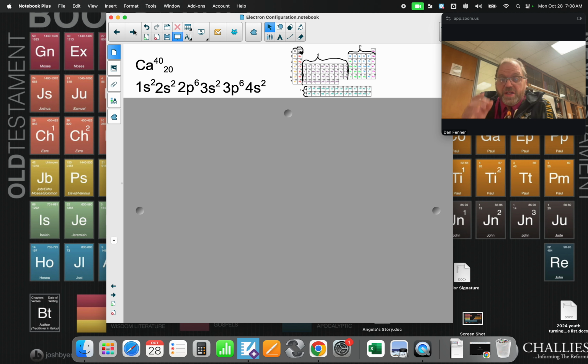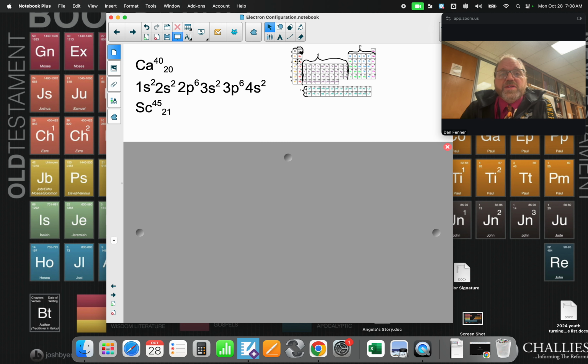Now, there's a way to check to see if we did this right. We count all these numbers on top. We call these superscripts. As far as arranging where the electrons are located, add them up. 2 and 2 is 4, 6 is 10, 12, 18, 20. That's how many electrons we have. Remember, the atomic number is the number of protons, but the number of protons is also equal to the number of electrons. So we have 20 here, we have 20 here. That's correct. All right, so let's do the next one.